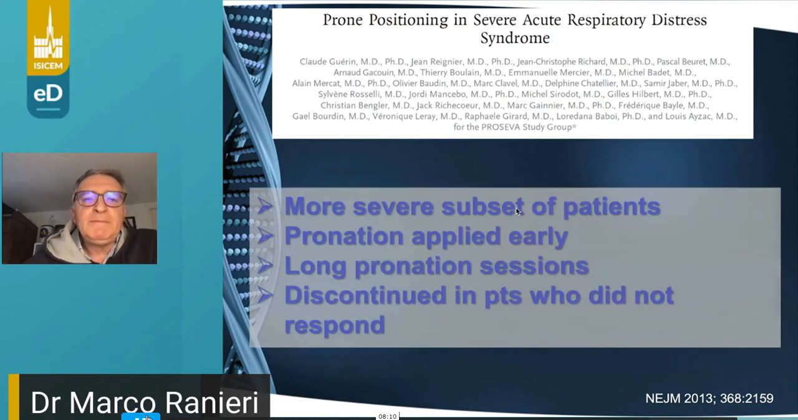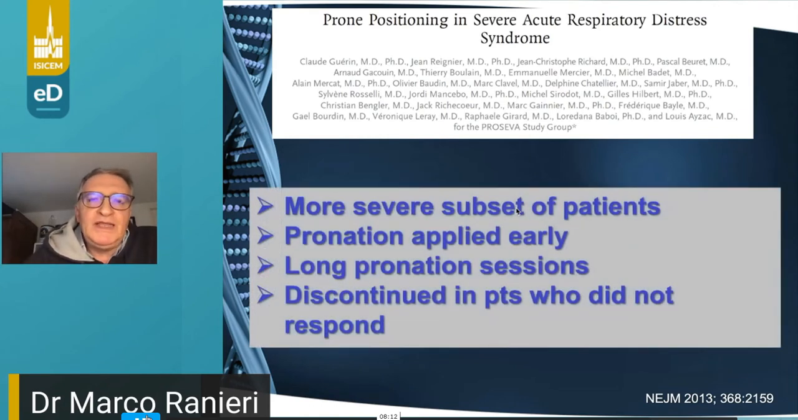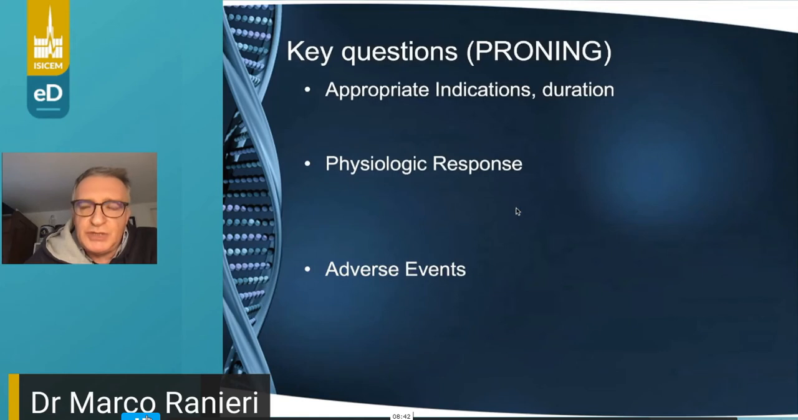So what was the reason why this study, the PROSEVA study, finally ended up with such a strong positive signal in favor of proning patients? Because it included patients with the most severe form of ARDS, PF lower than 150. Pronation was applied early on in the clinical course. Pronation was applied for at least 12 hours and was discontinued in all the patients who did not respond in terms of improvement in oxygenation.